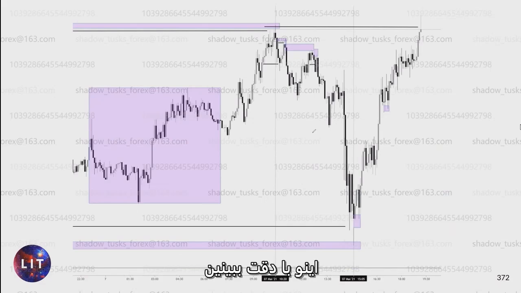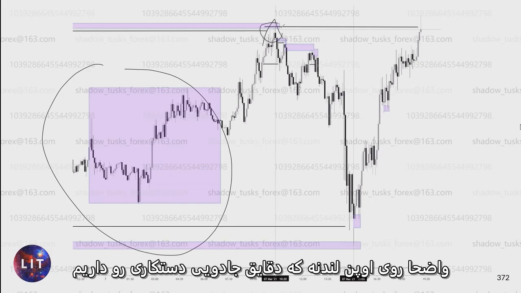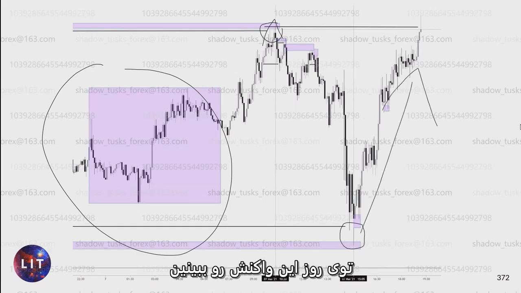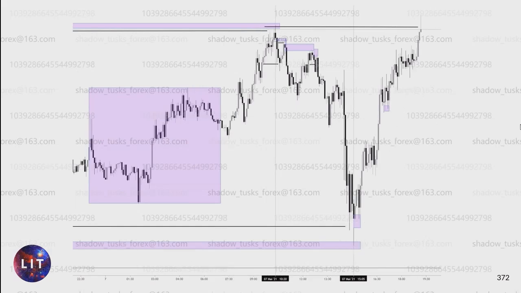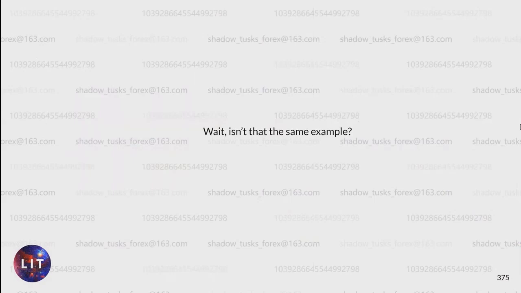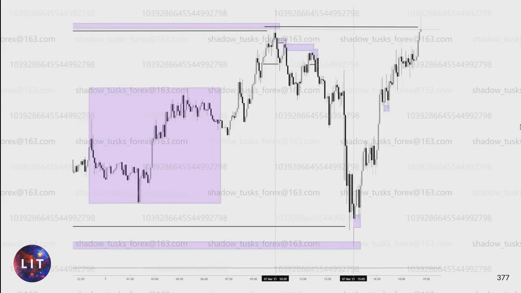So look at this closely. Just visually see the Asia box. See the trap here at obviously London open or magic manipulation minutes. And then the trap side here in New York trap time, and then see the reaction. Just visually see that in the day. So look at another one, and look at that one. So, wait, isn't that the same exact example? Like, look at that one, and look at that one.